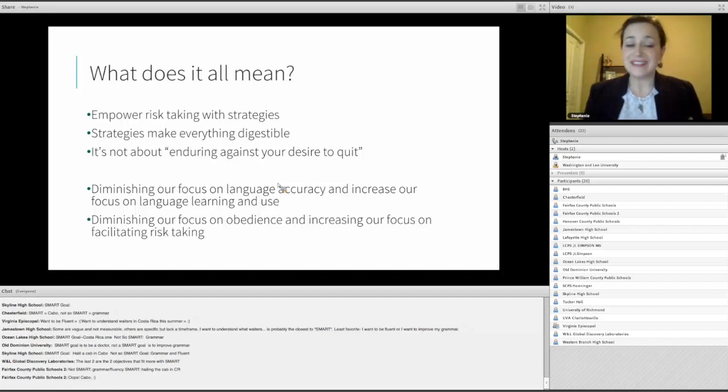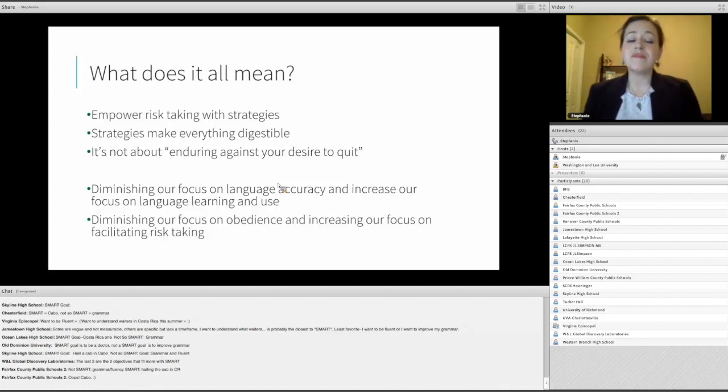The answer, in a lot of ways, is something that I don't think we actually question: modeling and using language strategy, like circumlocution or scanning for meaning, to help make everything digestible. So they're never enduring against their desire to quit. They feel like they have a tool to persevere.